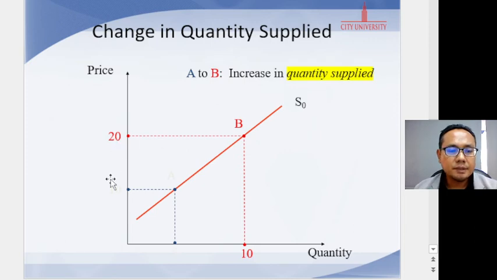Based on this graph, you can see, let's say the price at the first point, this is I think point A. We can't see the label of A here, so let's say $10. So the move from point A to B is an increase in quantity supplied.